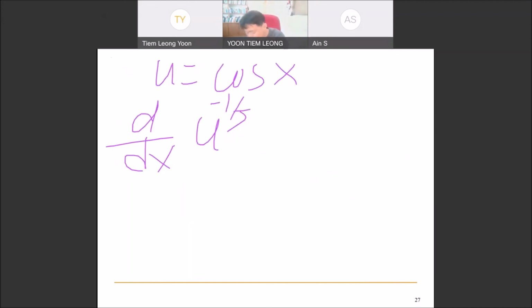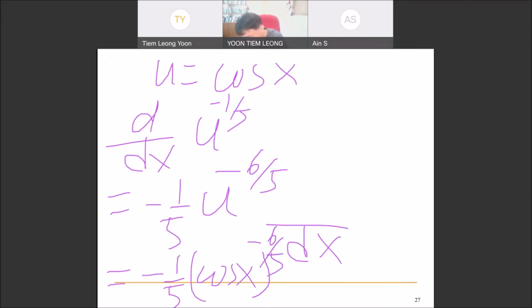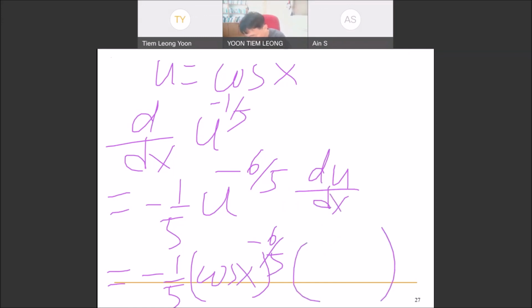Then when you write this like this, straightforwardly you apply the formula to get minus 1 over 5 u raised to the power of minus 1 over 5 minus 1, which would be minus 6 over 5, then followed by du/dx. Okay, then you can write down the answer for this as minus 1 over 5 times cos x raised to the power of minus 6 over 5. Then you have the expression of du/dx. Okay, so the expression for du/dx is just minus sine x. So the minus sign will cancel off this.